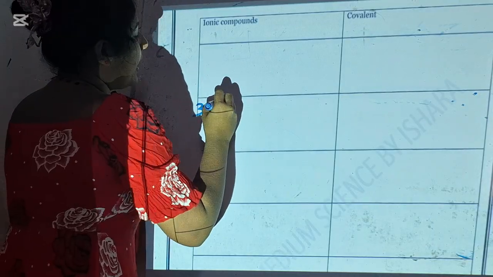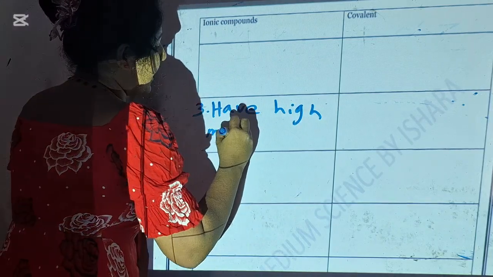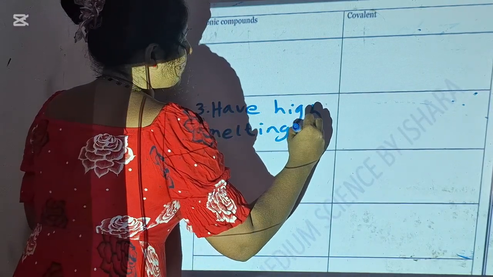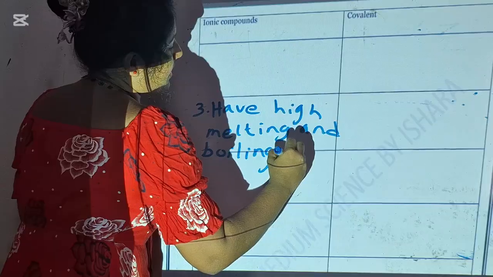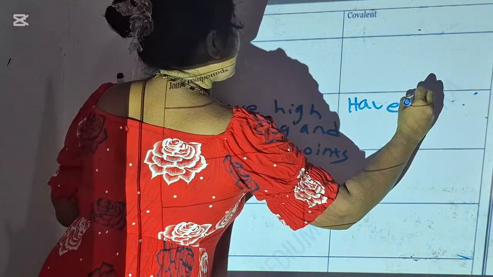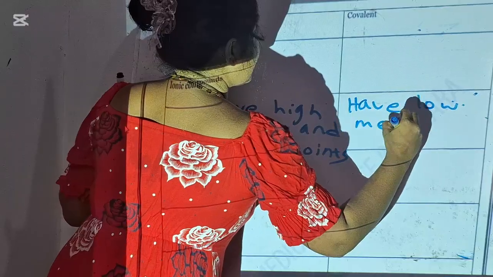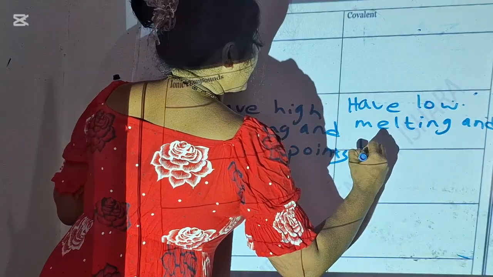The next one we learned from the previous table. Third one, ionic compounds have high melting and boiling points. On the other side, oppositely, covalent compounds have low melting and boiling points.